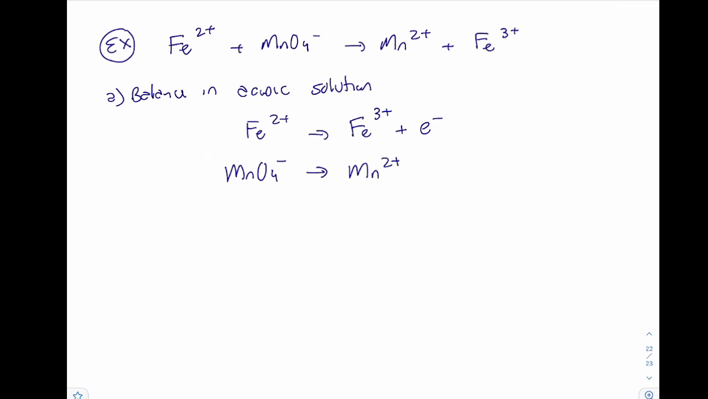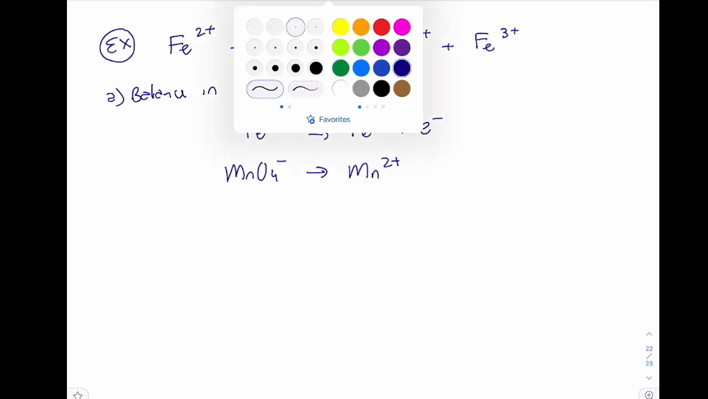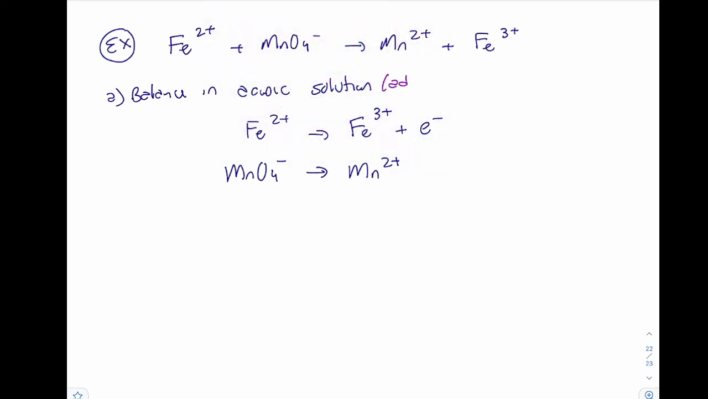Manganese is balanced already, so now we need to balance my oxygen. Remember, if we're in acidic solution, we can add protons and or water wherever we want. So because I have 4 oxygen on my reactant side, I'm going to add 4 water to my product side, and that gives me 4 oxygen. That also gives me 8 hydrogen, so I need to go over here and add 8 protons.